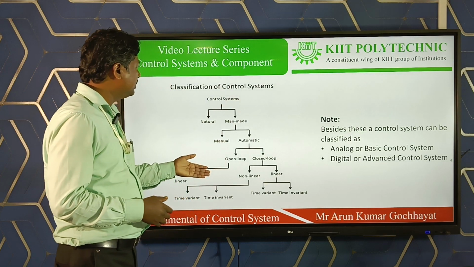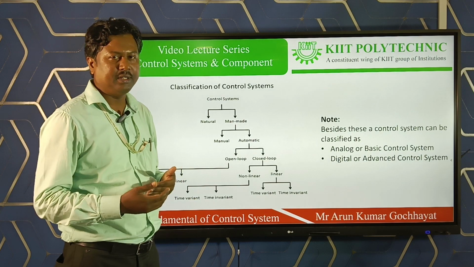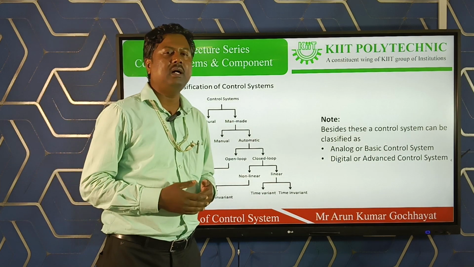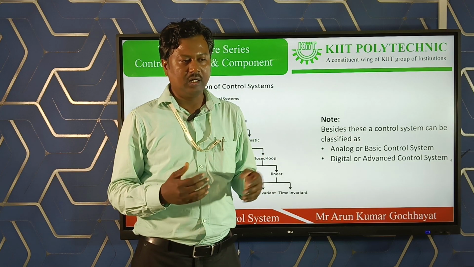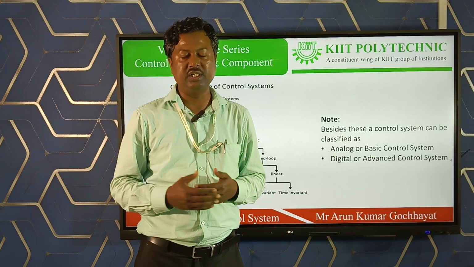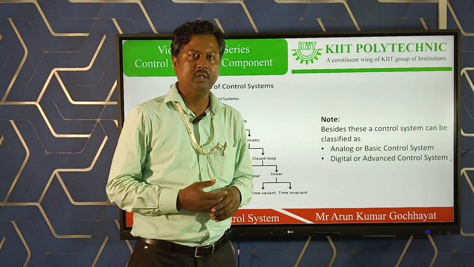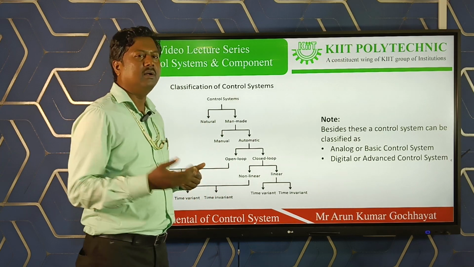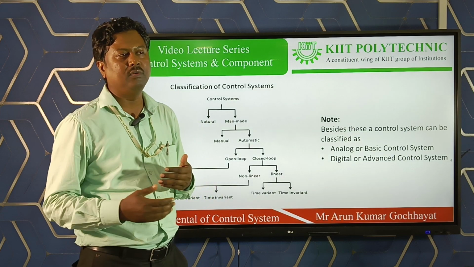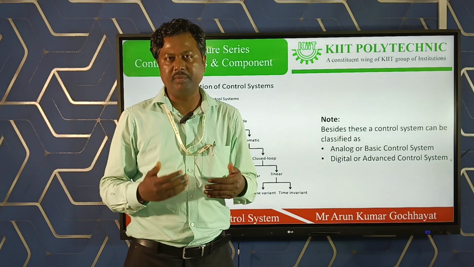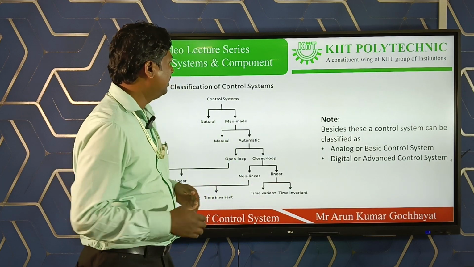Here is a tree of control system. Generally, a control system can be of natural type or man-made type. Natural control systems are the control systems that exist naturally. That means our solar system or the process of photosynthesis or those kinds of things. They are the natural control systems. But certain systems that have been made by human beings for fulfilling the requirements of day-to-day life are man-made systems.